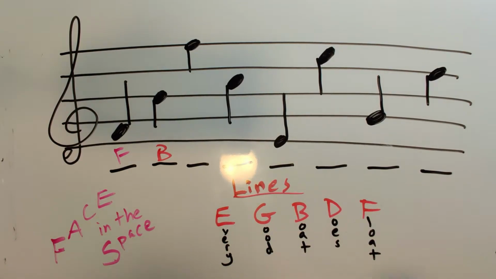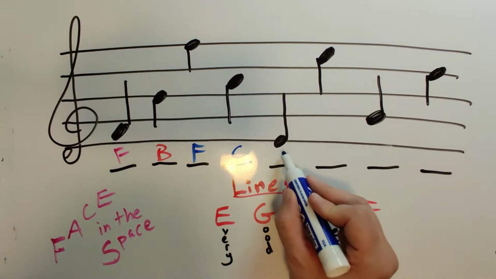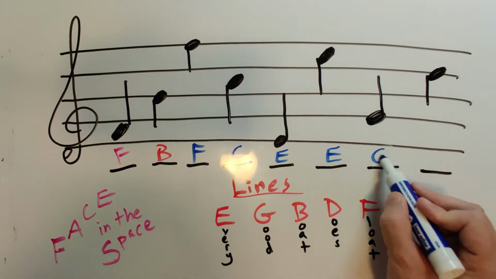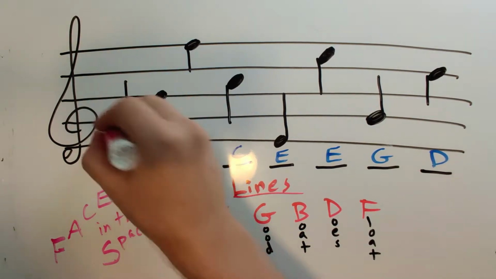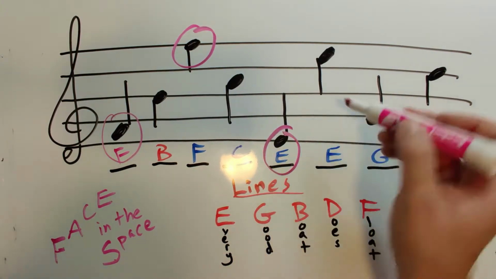So we're going to go ahead and fill in the rest of these. This was an F. This was a C. This one is an E. We have another E here, a G, and a D. Those are the answers. Now, if you're paying attention, you would have noticed that we have 2 Fs. We have an F down here, a low F, and we have a high F. In addition, we have a low E and a high E.